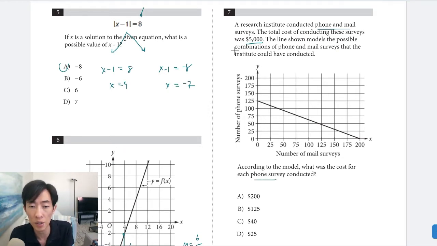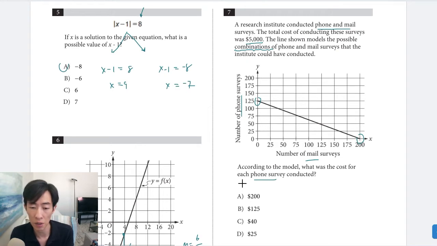These combination graphs basically tell you this is the combination of phone surveys and mail surveys that you can buy or pay for. And obviously on the extremes, like over here, this is the number of phone surveys you can do with 0 mail surveys. On the other end, this is the number of mail surveys if you don't buy any phone surveys. Everything else is a compromise because the more mail surveys you buy, the fewer phone surveys you can buy. And so that's basically how these graphs work.